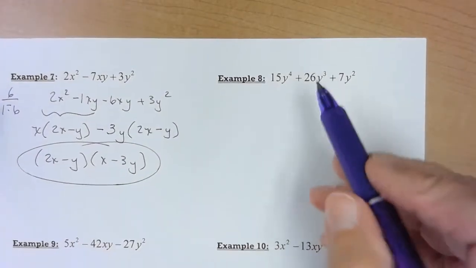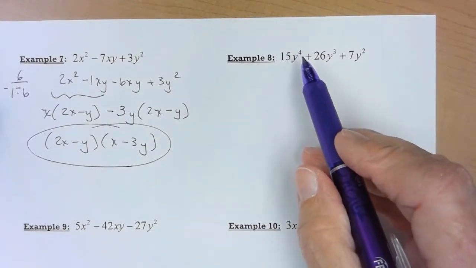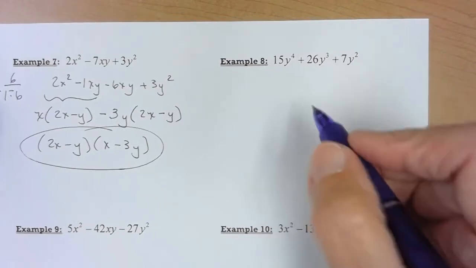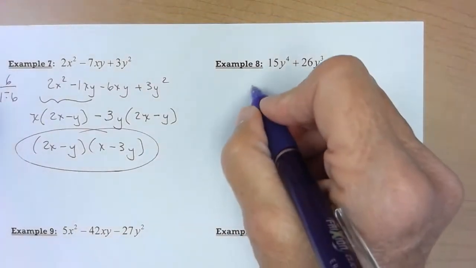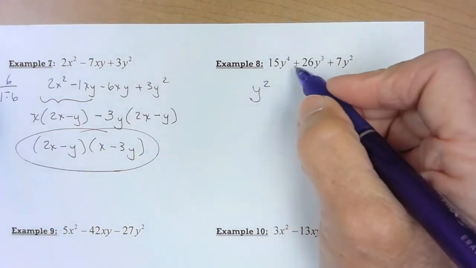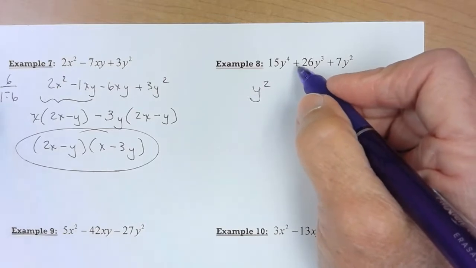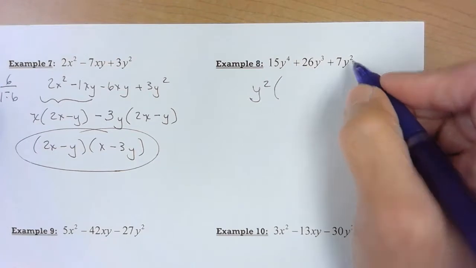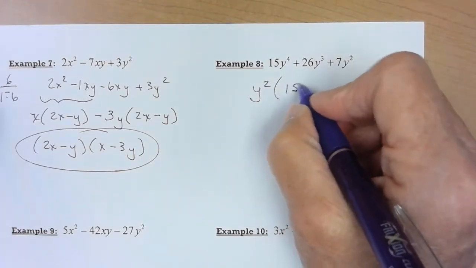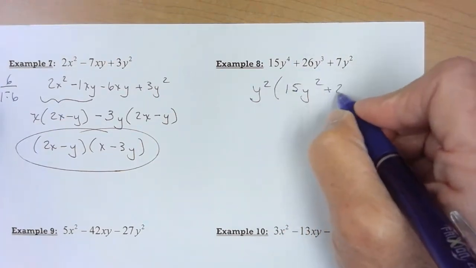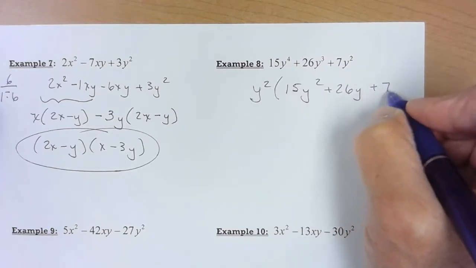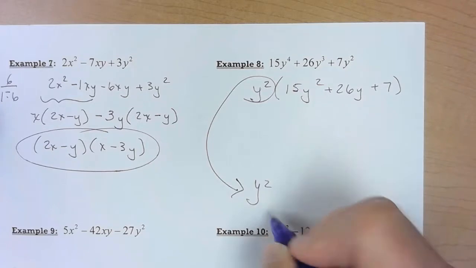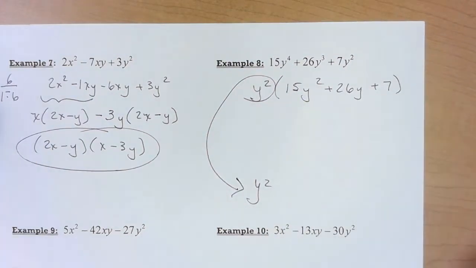And this one. Alright, I see y to the 4th. Oh, y cubed, y squared. We've got something in common here. It is in descending order, but my largest exponent I need to start with is a y squared. So let's factor out a y squared, since that's my smallest. That'd be 15y squared plus 26y plus 7. So let me pull this down. Keep it on hold. 15 times 7.